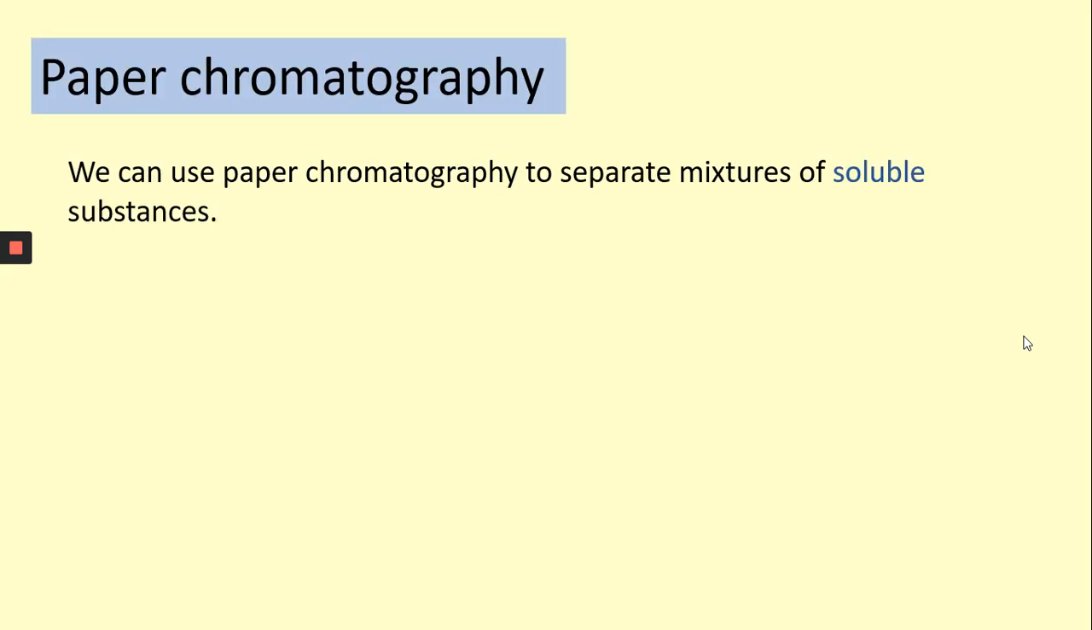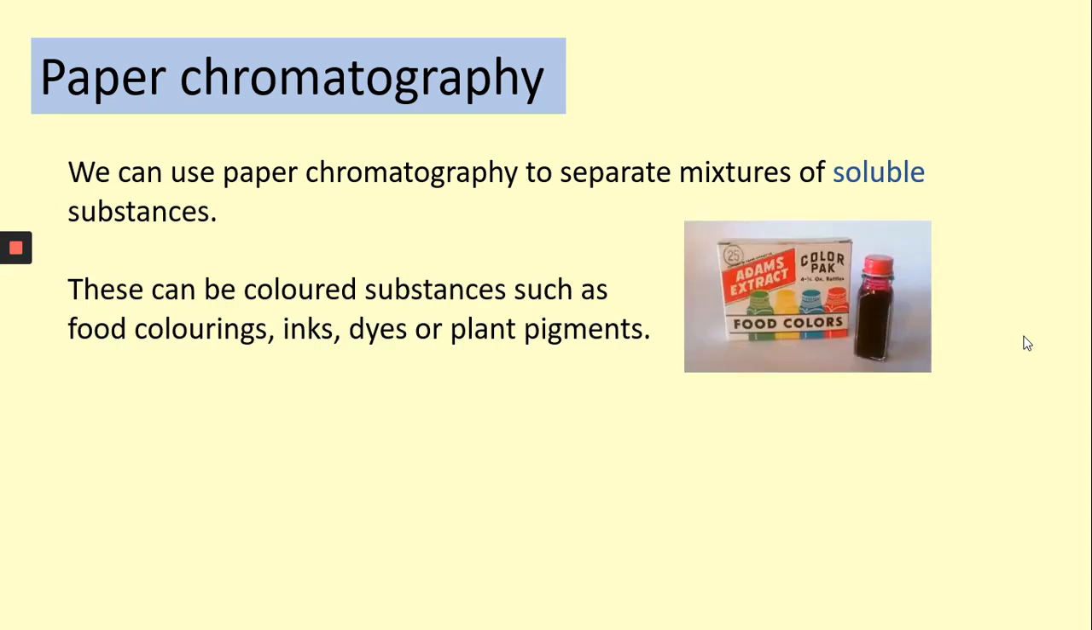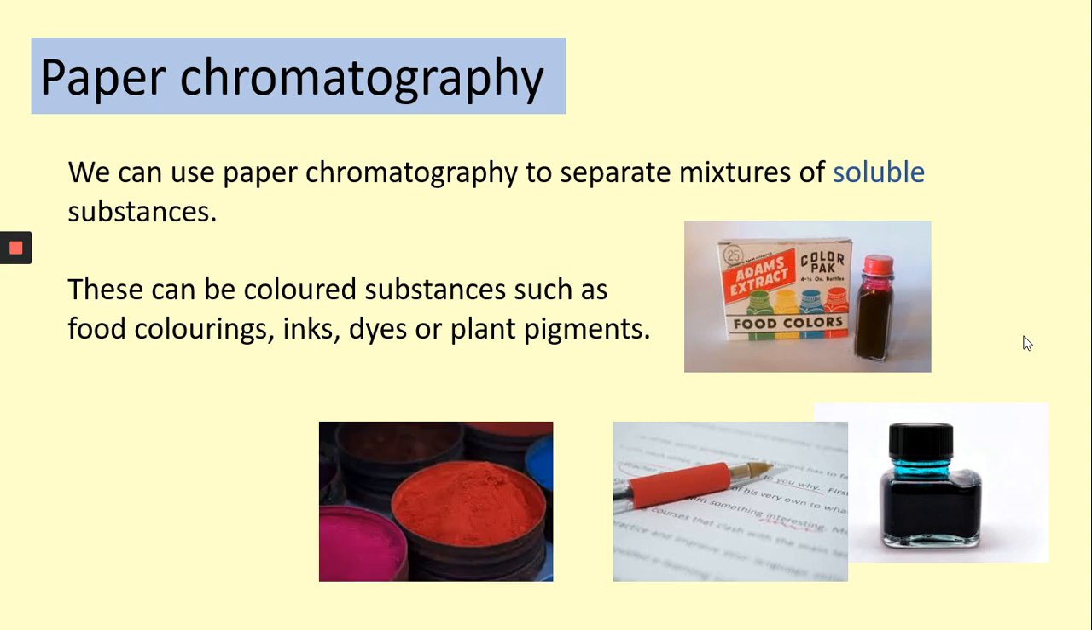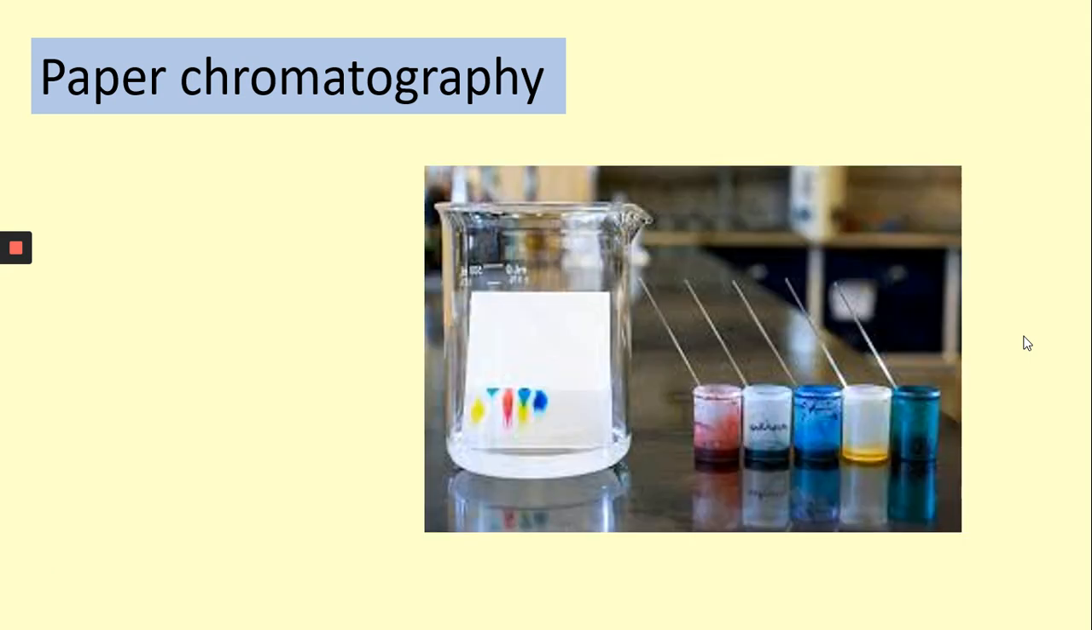So what we're going to look at is paper chromatography. And we use paper chromatography to separate mixtures of soluble substances. And we could be looking at food colorings, inks, dyes, plant pigments. And we would have looked at something more than likely felt tip pens when we've done this required practical earlier on in school.